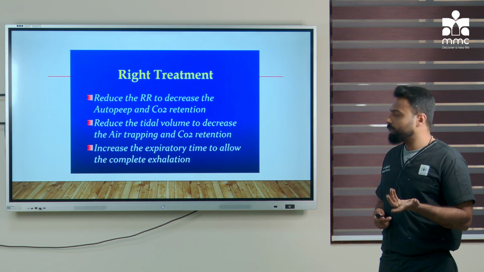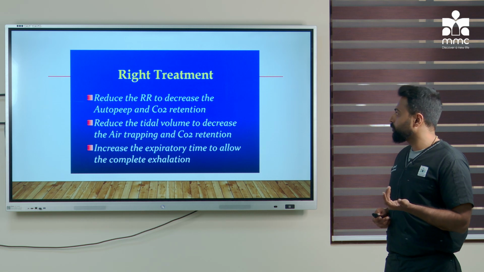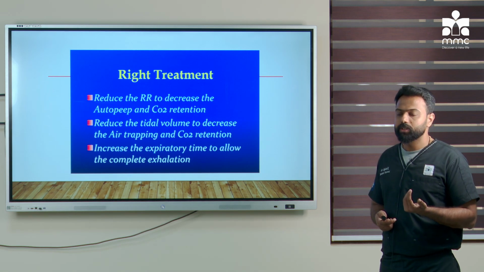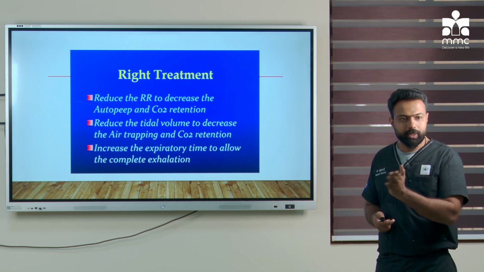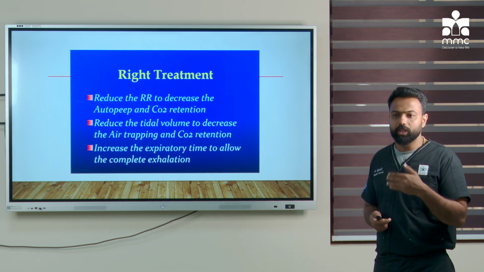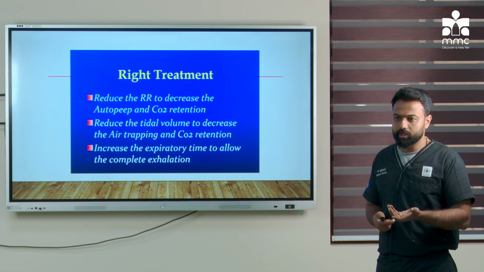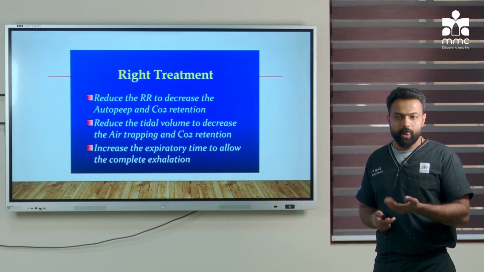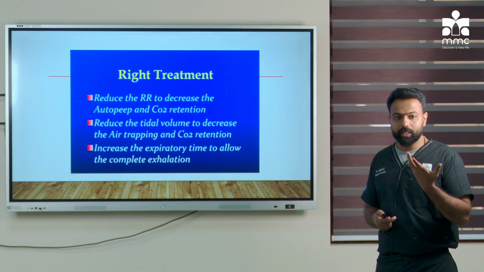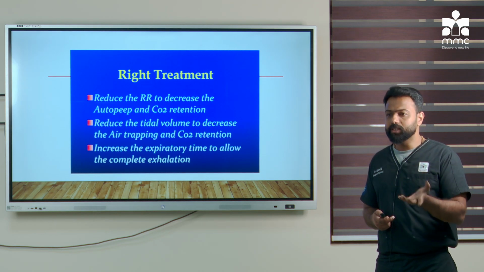And for this patient, the right treatment will be to reduce the respiratory rate, because in a patient having bronchial asthma or COPD, the problem is at the expiratory end, right? So you have to give more time for expiration. In normal patients, if somebody is in respiratory acidosis, PCO2 is quite high, that may be because of respiratory depression, then the scenario will be different.